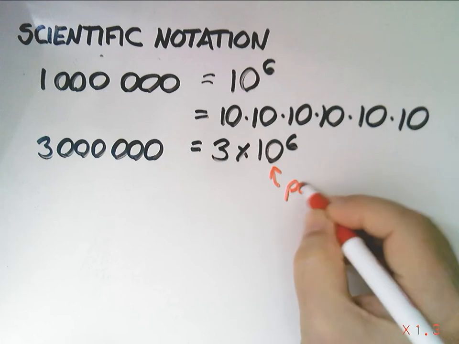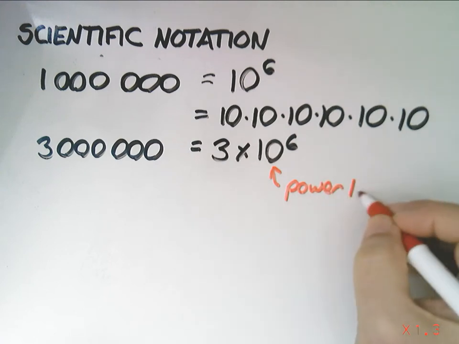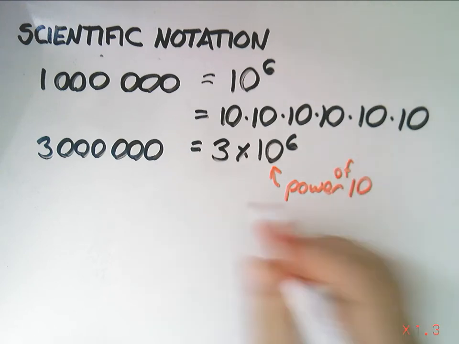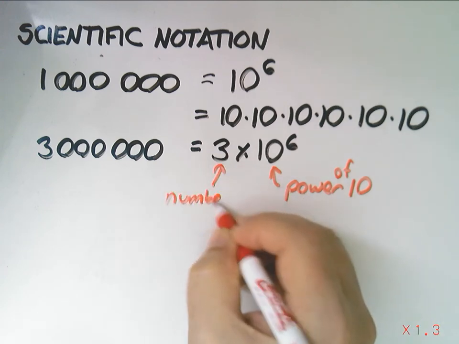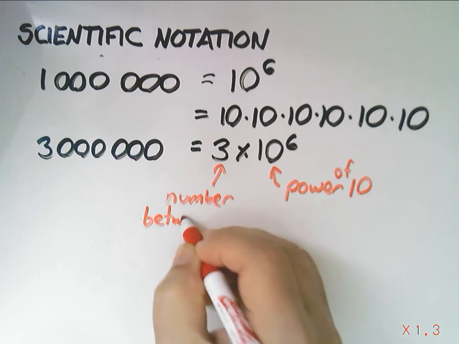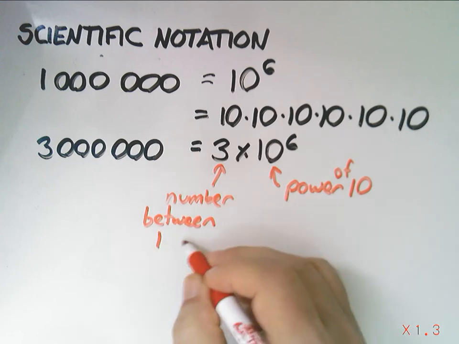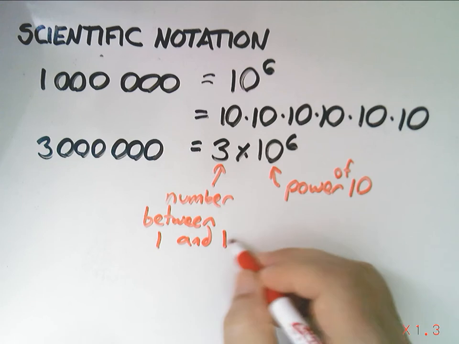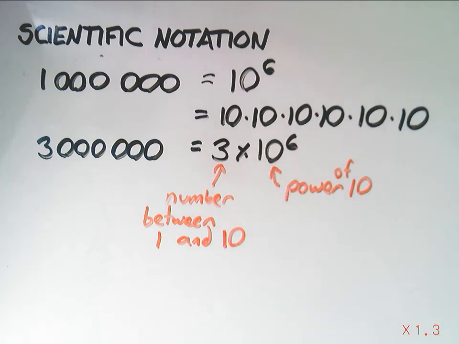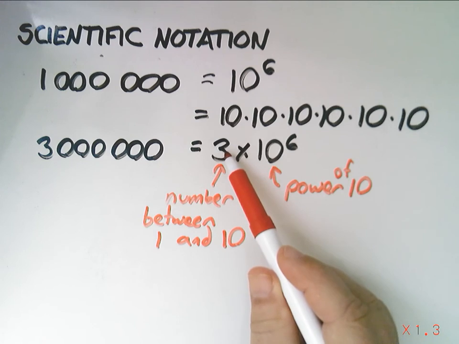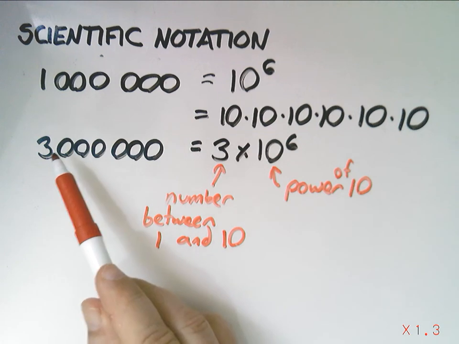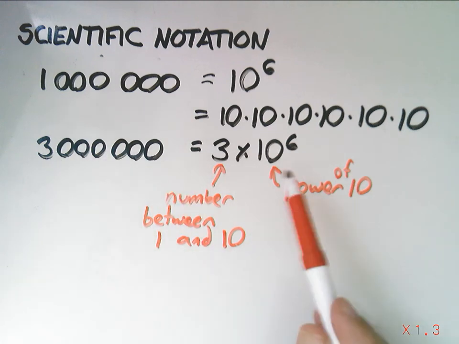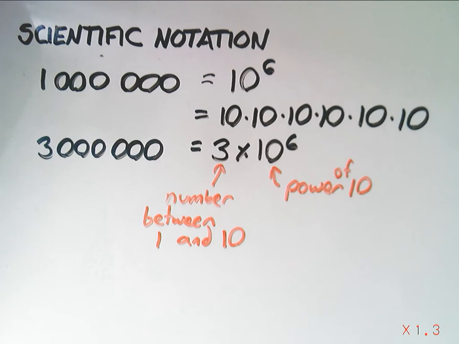So you have a power of 10, and you have a number here between 1 and 10. It's never 10 there. It can be 9.99999 or something like that. But it's less than 10 and it's 1 or greater in there. So you take the number and all those zeros then get encoded as a power of 10.